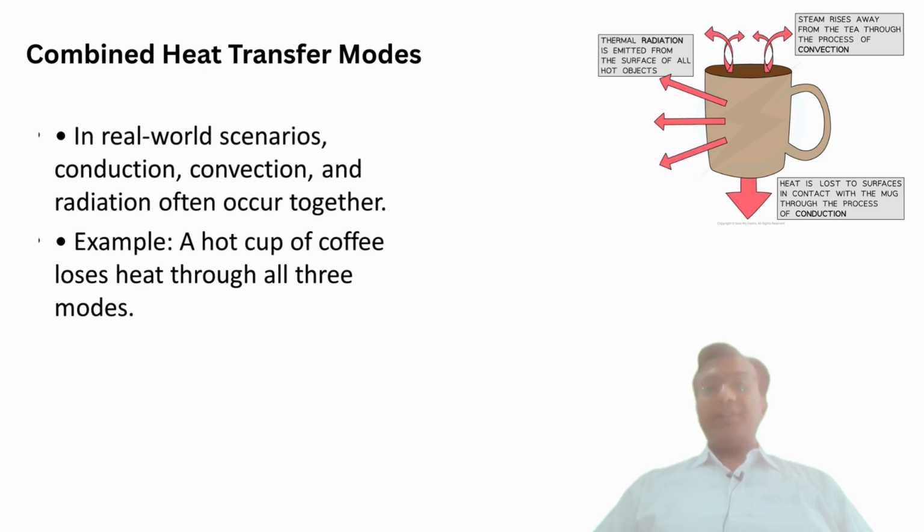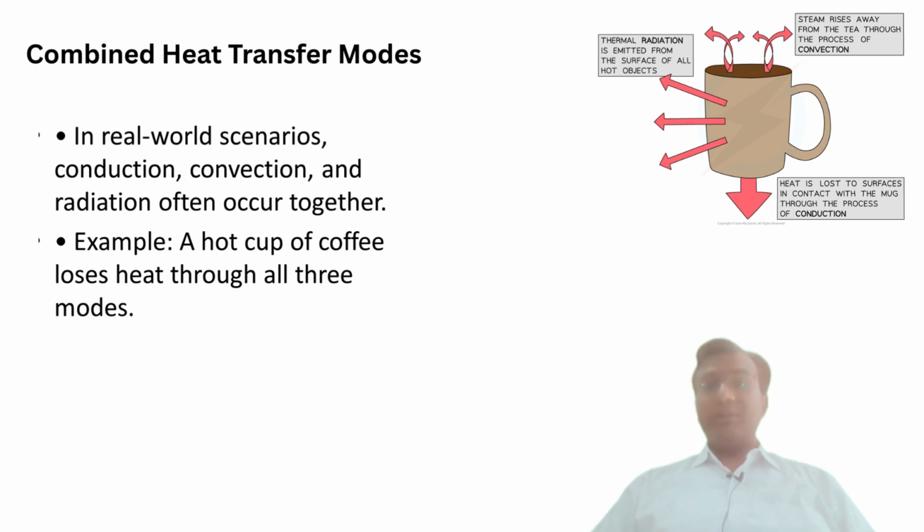Second, convection occurs as hot coffee warms the air above it, causing natural convection currents, which cool the coffee down over time. In engineering, understanding this interaction is crucial for designing systems like heat exchangers, where all three modes are accounted for to maximize the efficiency.